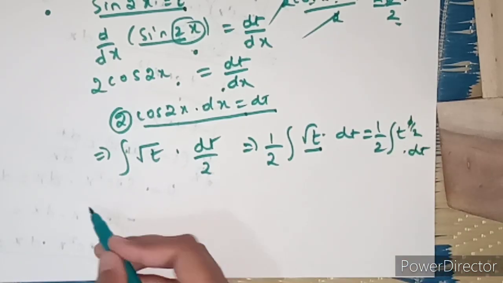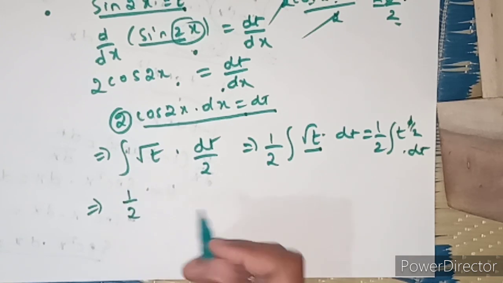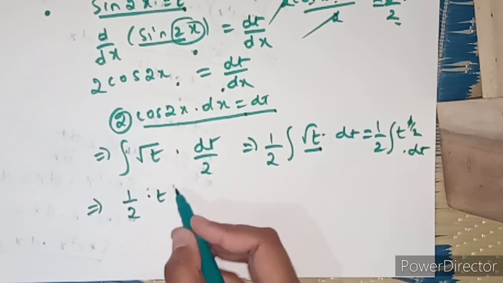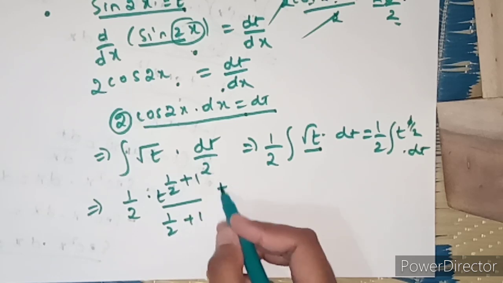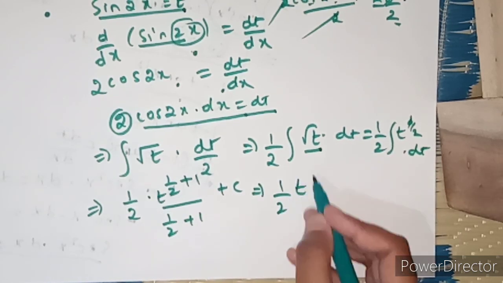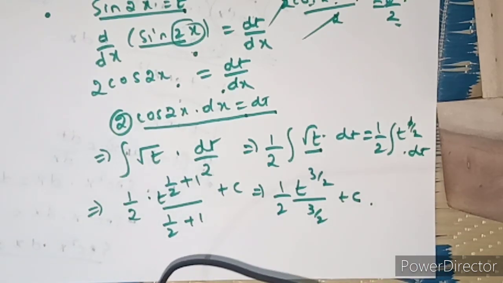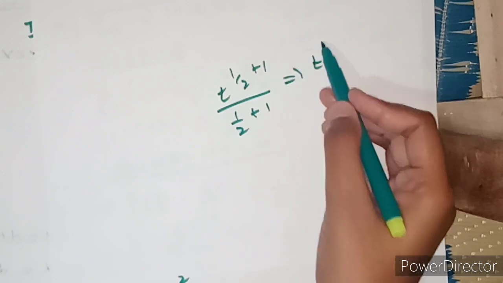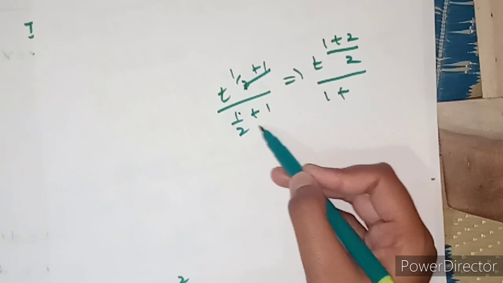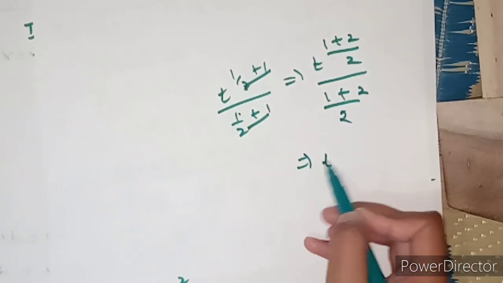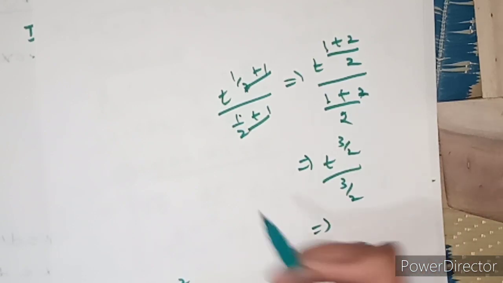Again this is of the form integral of x power n dx, so x power n dx is x power n plus 1 upon n plus 1. So add 1 to the power of this function: 1 upon 2 plus 1. If you solve it, you will get t power 3 by 2 upon 3 by 2 plus c. So 1 as it is, 2 ones are 2 upon denominator 2 as it is. If you add 1 plus 2 is 3 upon 2. So this is the answer.